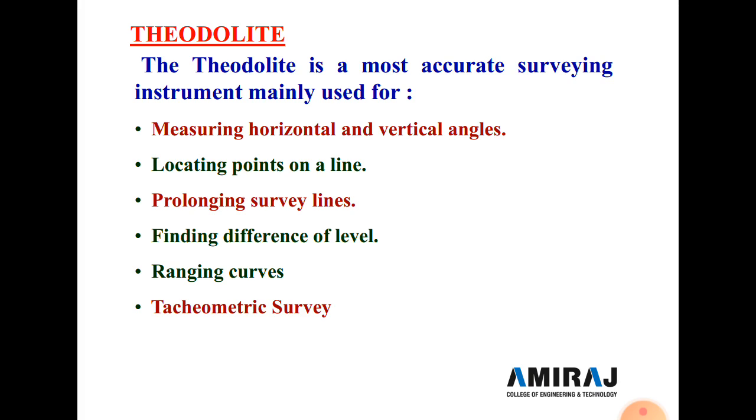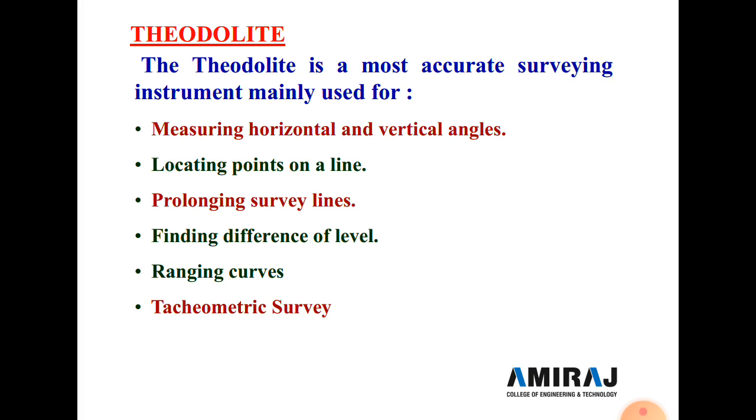Second is locating points on a line. If a number of points are required in a straight line, theodolite ranging can easily be done. Third is prolonging the survey line. If 2 or 3 points are on the same line and this line is extended up to some distance, then with reference to these 2 points we prolong the line, select another point, fix the ranging rod and prepare the straight line, or prolong the survey line.